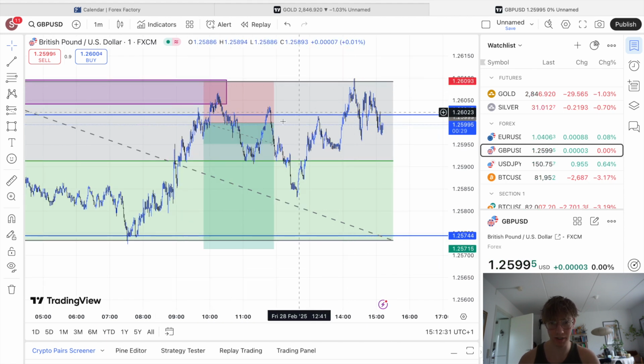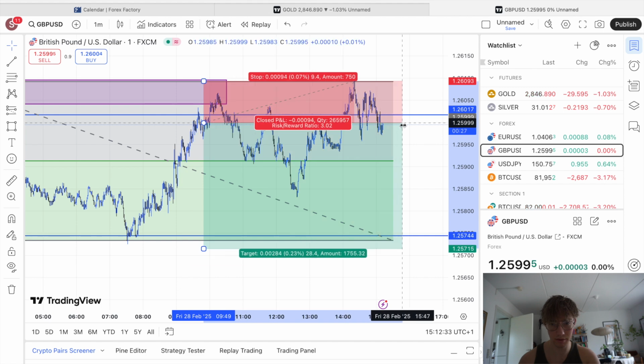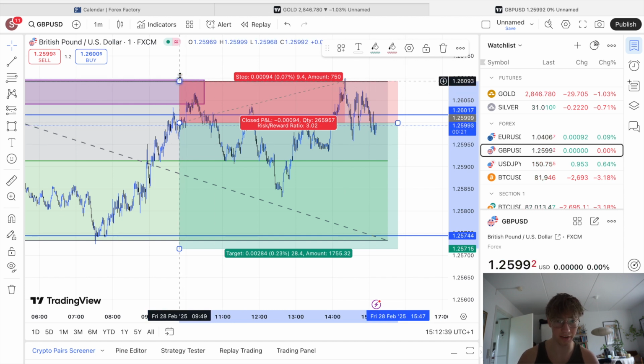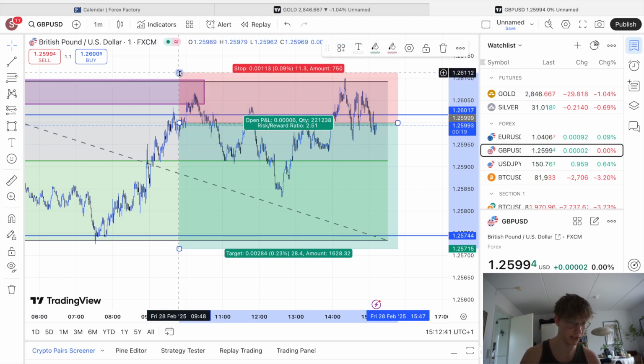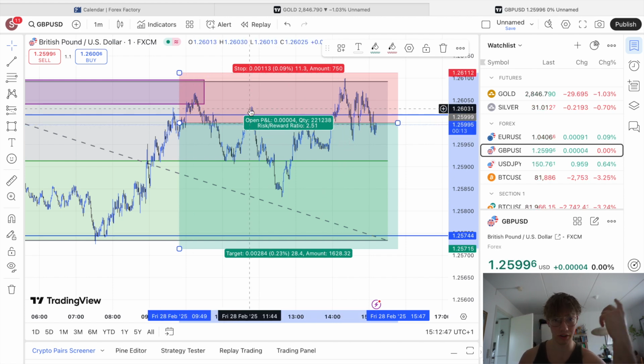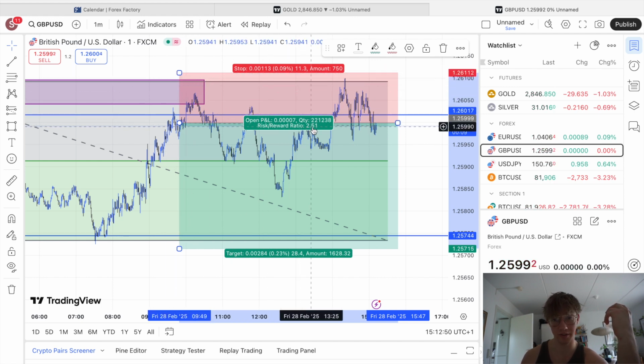Oh, we got stopped out. Wait a minute. I think, no, I'm still in it. I put my stop a little bit higher than that because I typically get stopped out. So yeah, as you can see, we're still in it, because we're gonna continue the trend downwards. So I think my stop is up here, so we have a risk reward of 2.5-ish.